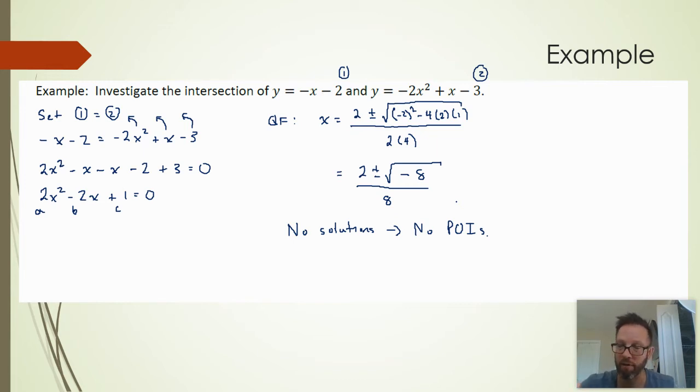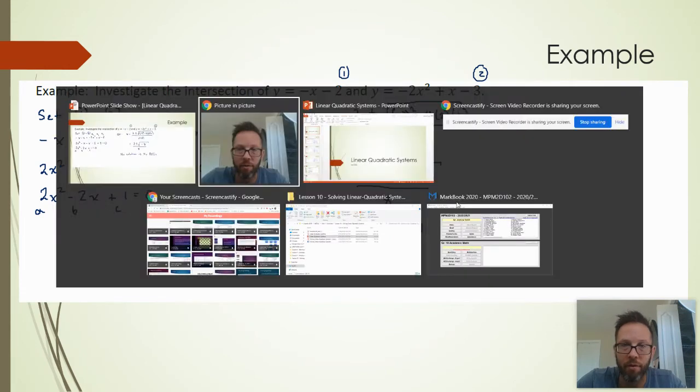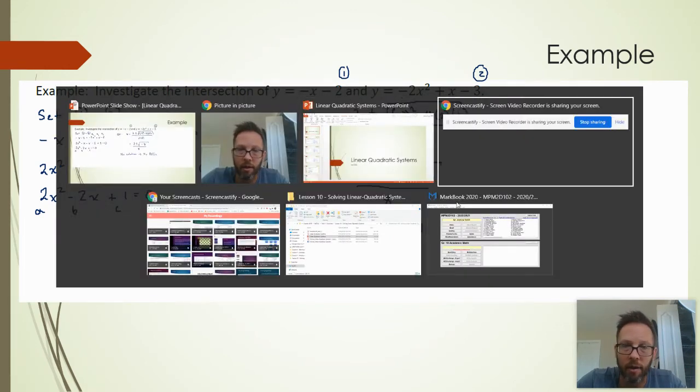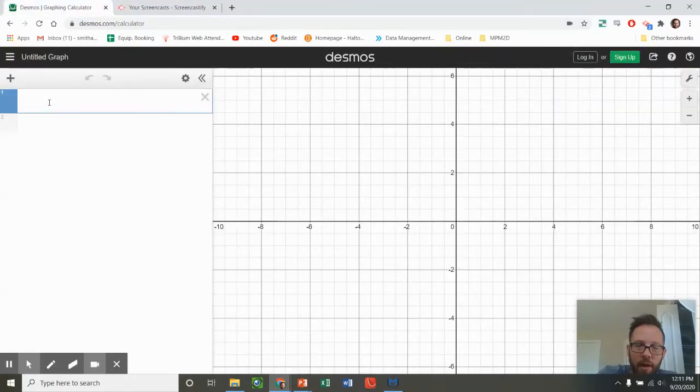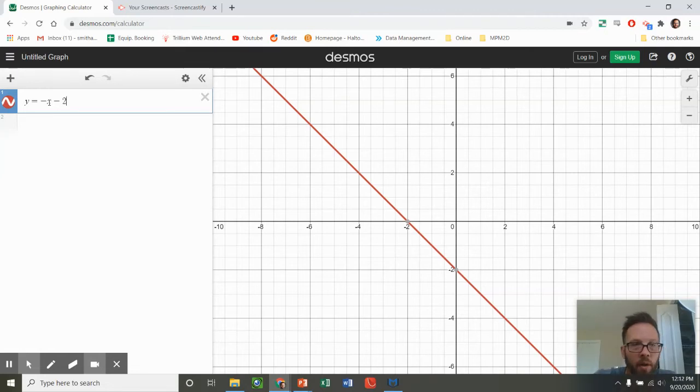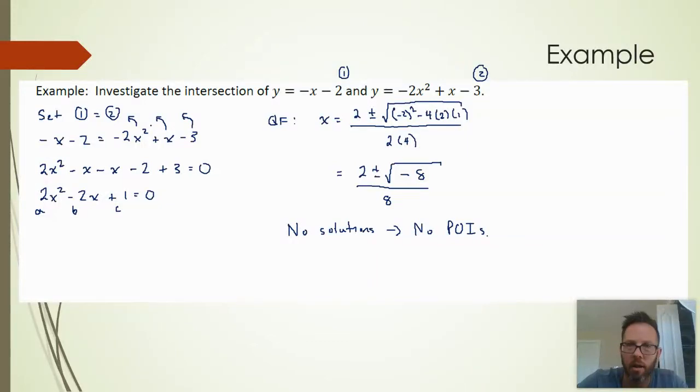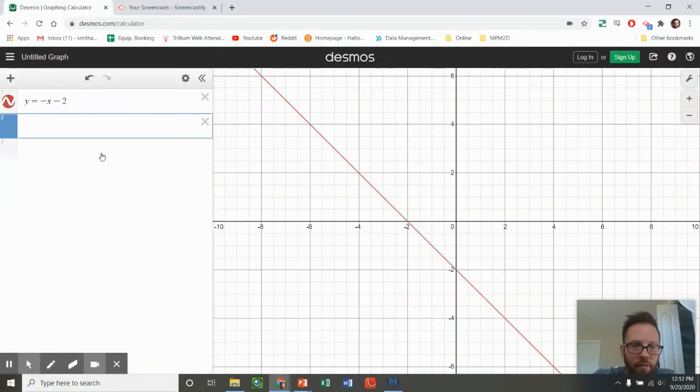And to emphasize the importance of having a graphing program readily available, we can now verify our answer. Let's just graph these two things. I think I have Desmos open here. Yes, I do. So our line was negative x minus 2. It looks something like that. And our parabola was negative 2x squared plus x minus 3.